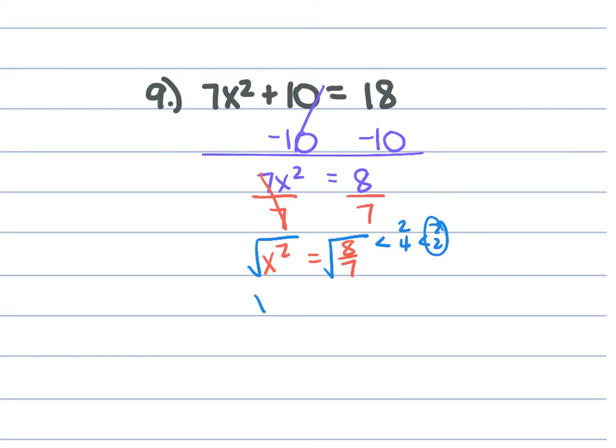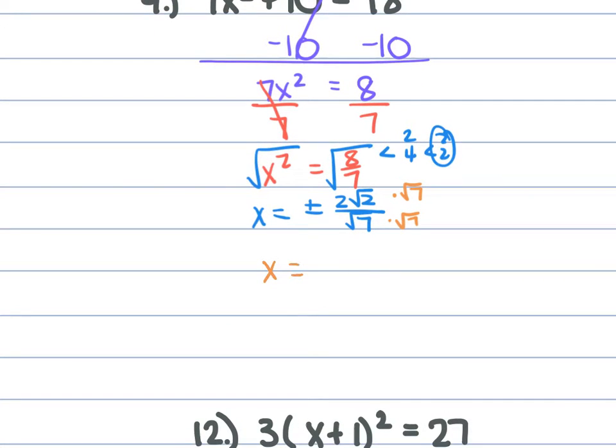This is going to give us x is equal to plus or minus 2 square root 2 all over the square root of 7. Now, you have to rationalize this. So you have to multiply the top and the bottom by that square root 7 to give yourselves x is equal to plus or minus 2 square root 14 all over 7.